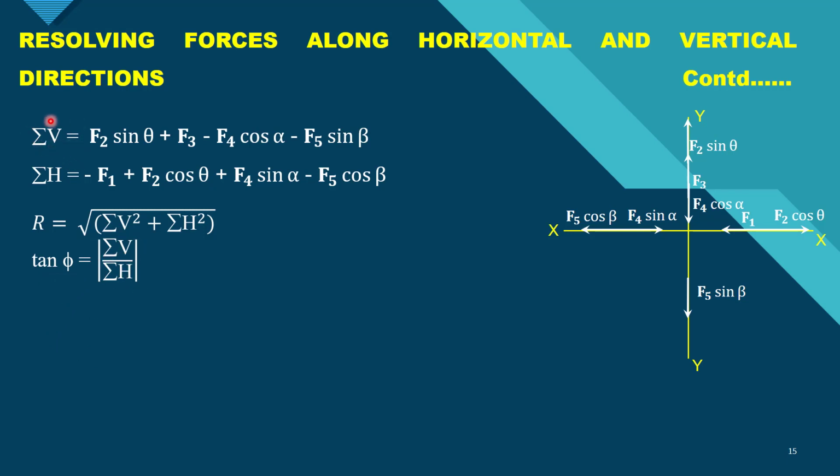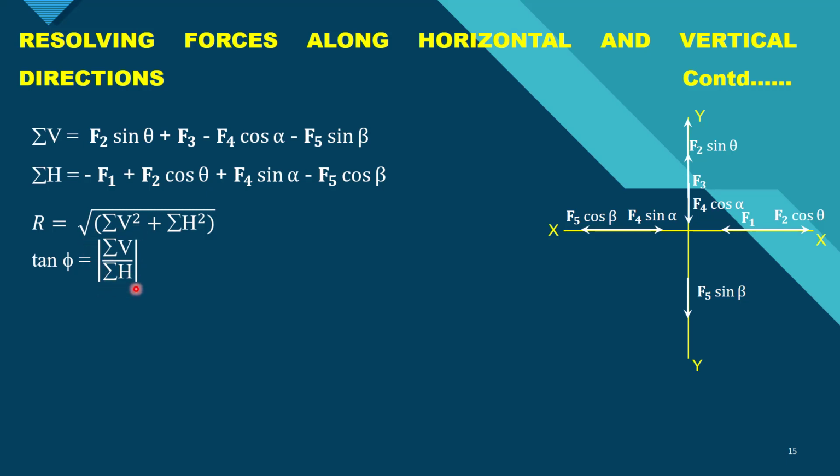When you calculate sigma V, sometimes it will be negative or sometimes it will be positive. That depends on the magnitude of the forces F1, F2, F3, F4 and F5. Similarly, sigma H also can be negative or positive. So in order to calculate the direction of the resultant force, you need to consider only the positive sign.